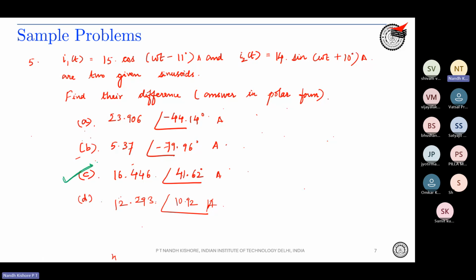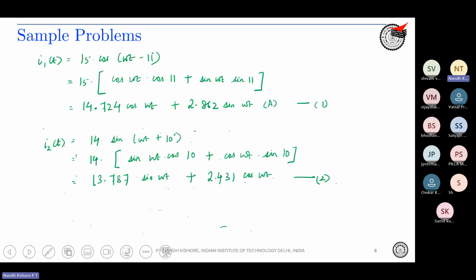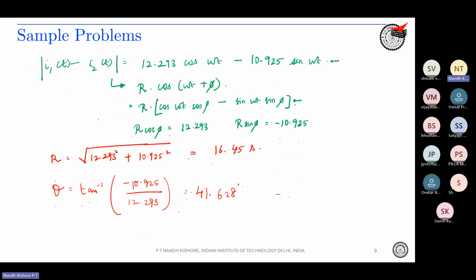They have asked for the difference. They have not given whether I1 minus I2 or I2 minus I1. So if you consider I2 minus I1, you will get a positive angle. And here we have considered I1 minus I2, that's why we are getting a negative sign over here, minus 41.628.